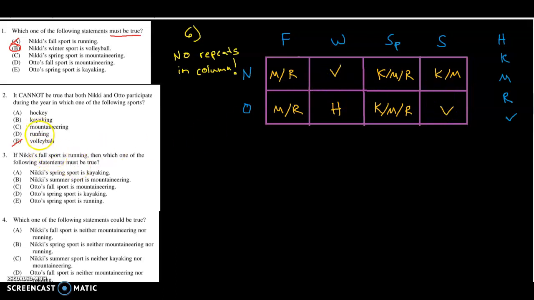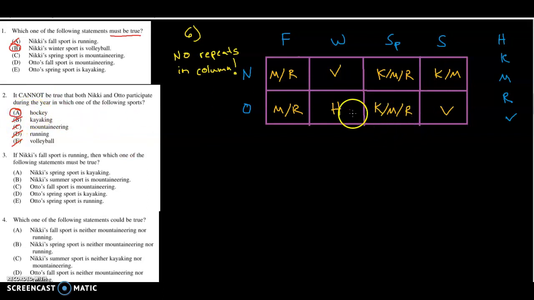What about R? Can we have R appear twice? Well, sure. We could have R here and R over there. All right, that'd be fine. So that's certainly possible. What about M? Could we do M twice in the year? Absolutely. So say, for example, I could have M for the fall for O, and I could have M for the spring for N. That's out. Kayaking. Can we do that twice? Sure. I could have kayaking in the summer for N and kayaking in the spring for O. That's out. Process of elimination. The answer's got to be A, hockey.